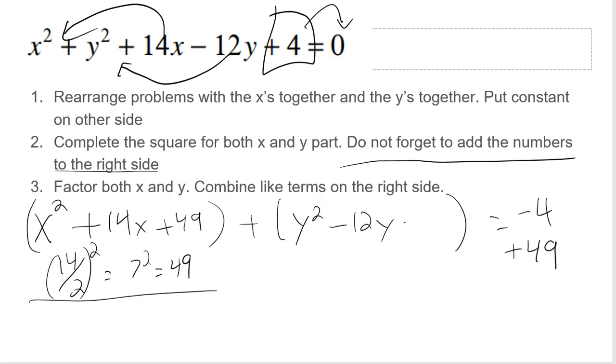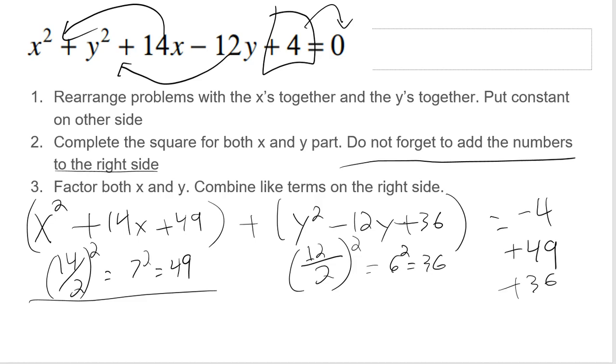Now I'm going to do the same thing with my y values. It doesn't matter if it's negative 12 or positive 12, we're going to keep it the same. 12 divided by 2 is 6. 6 squared is 36. So I'm going to put a plus 36. Remember, if I add 36 here, I have to add 36 here. Okay. So that's what I did.